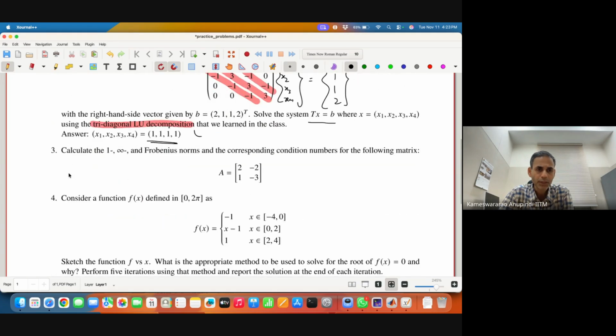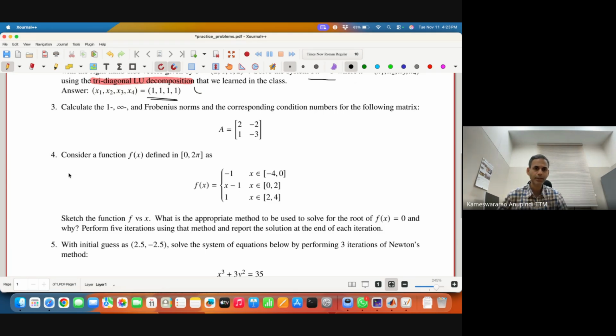Then the third problem is to calculate the 1 norm, infinity norm, and the Frobenius norm, and the corresponding condition numbers for the following matrix. You are given a simple 2 by 2 matrix. You need to calculate all these norms, in terms of 1, infinity, and Frobenius, and then calculate the condition number. Condition number is the norm of the matrix multiplied by the norm of the inverse of the matrix. You can easily calculate and write them down. So those 3 problems are from the solution to system of linear equations.